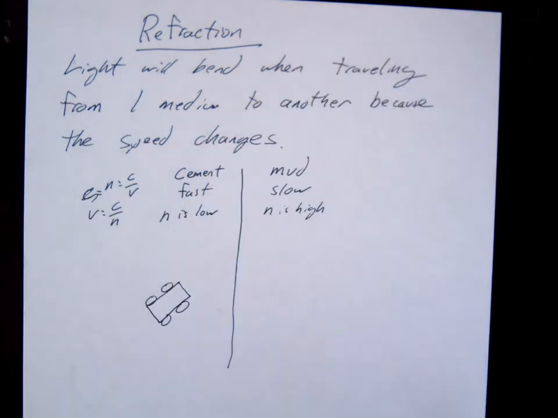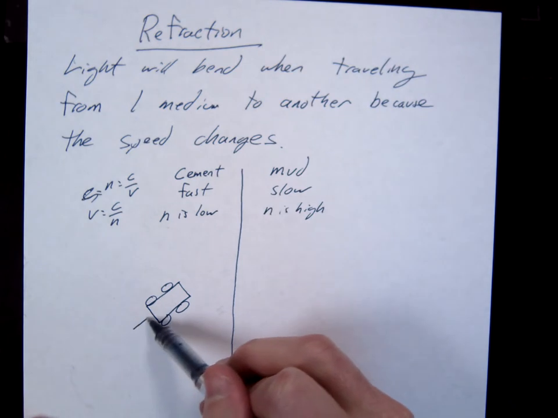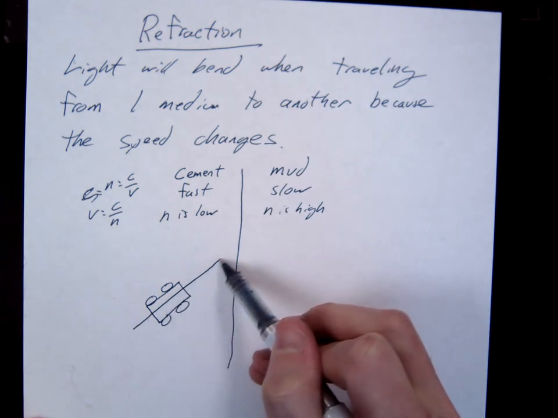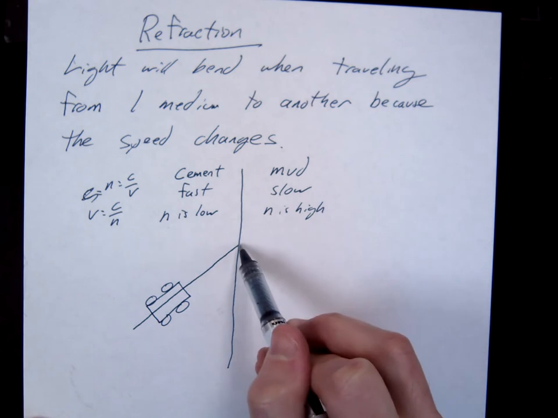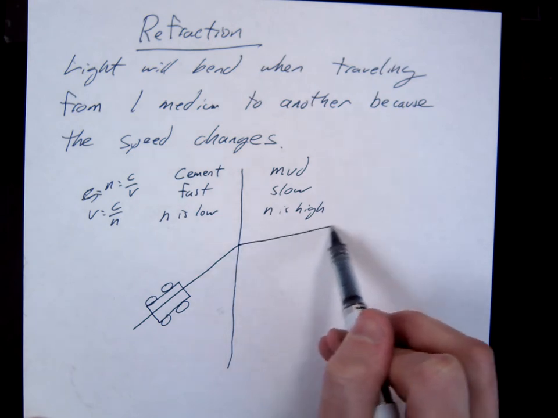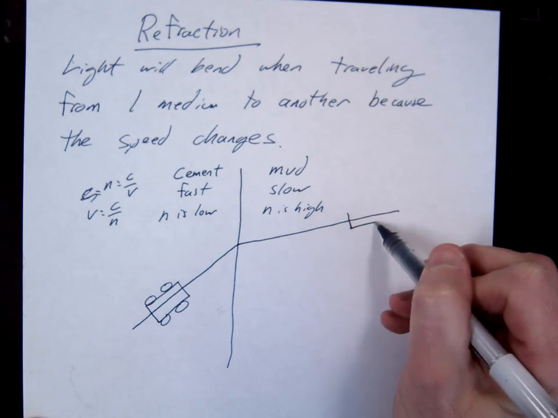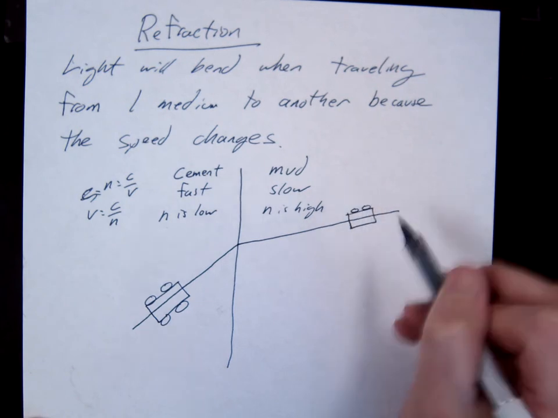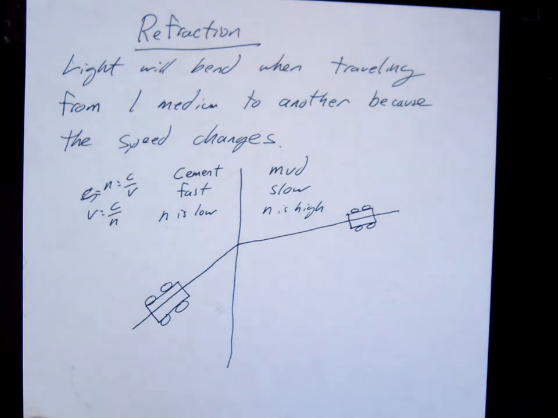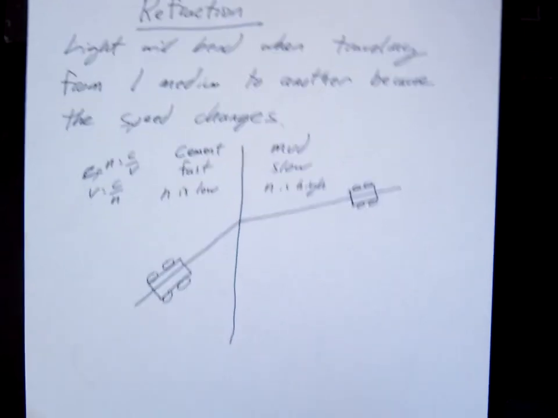So if I were to follow the path of the car with, let's just say, a single line, we have our car coming this way. Now our car is going to change its direction so that it looks like this. So our car is going to take a path that looks like this. Okay, so this is the analogy of why light bends. Let's just look at the light situation.